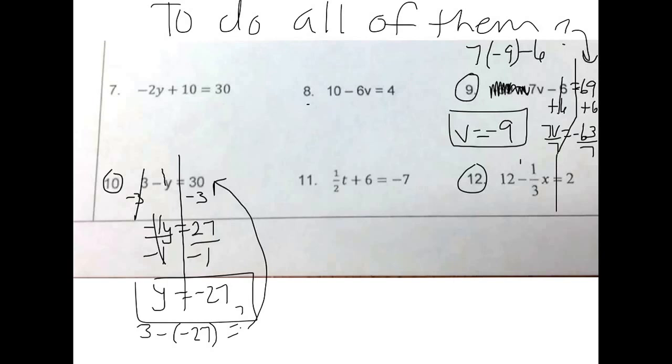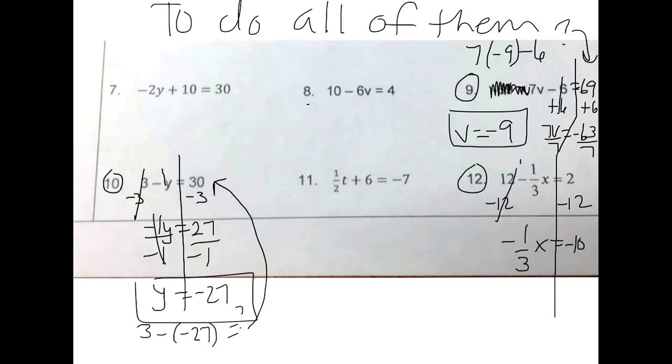Number 12, draw my line down. Left side is simplified because they're unlike terms. Right side is simplified. My variable is on the left-hand side. I'm going to start by moving the one without the variable. So I'm going to move a 12. We get rid of a 12 by doing minus 12. Minus 12, that cancels. I bring down my negative 1/3 x equals 2 minus 12 is negative 10.